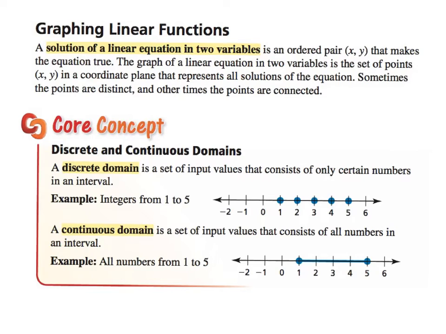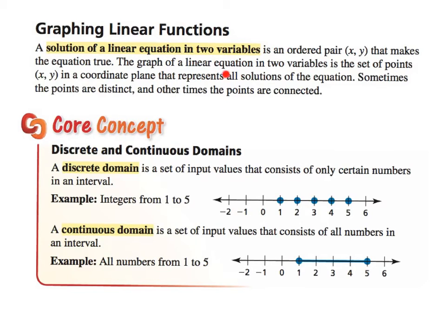Now, last year in 6th grade, you graphed. You graphed a lot, actually. So, graphing linear functions. Notice that we're calling them functions now instead of equations. A solution of a linear equation in 2 variables is an ordered pair (x, y) that makes the equation true. Every ordered pair that makes the equation true is on the line.